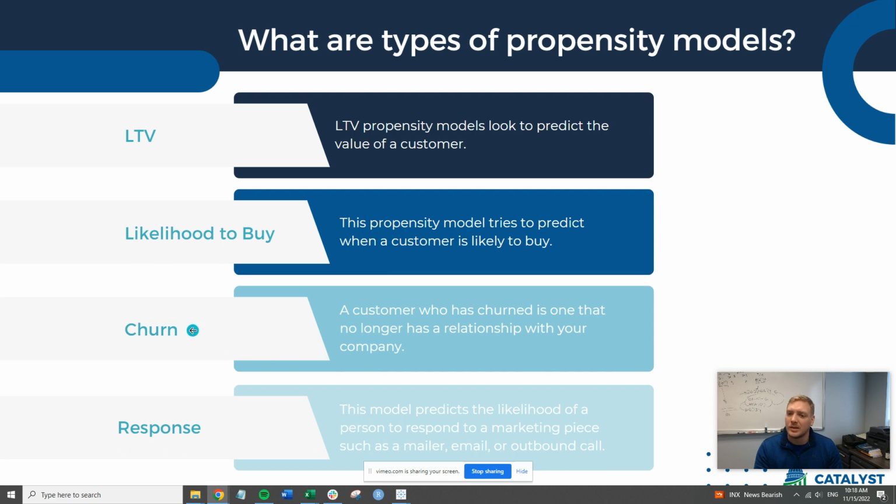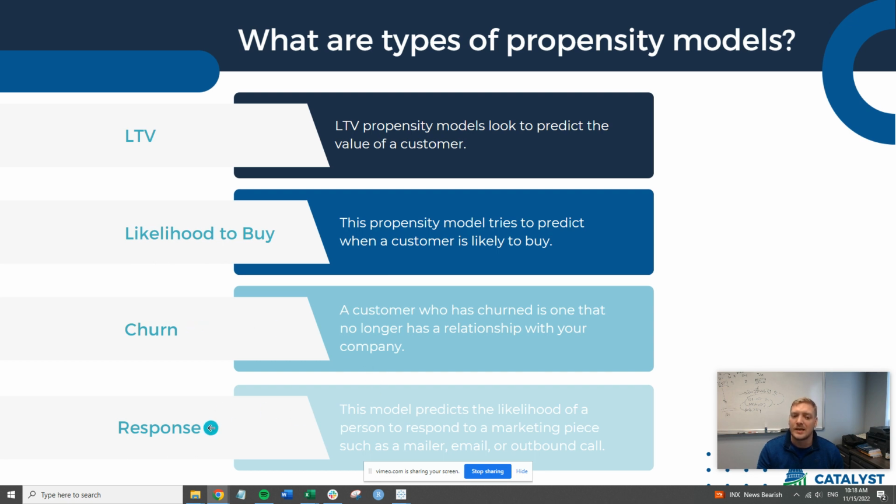Churn modeling. So what that's going to do is this propensity model is going to look at the customer base that you have and say, okay, who is likely to not have a relationship with my organization going forward? So obviously you might go out and create a retention campaign around those customers that have a high likelihood to churn.